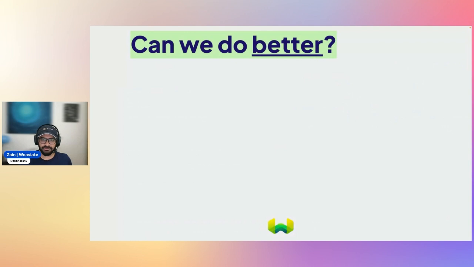Okay, so now for the rest of the talk, I'm going to try to go into the details of how we can do better. Right? Based on this basic RAG stack, what are some improvements that we can add to the indexing, the retrieval, and the generation phase that'll take us above and beyond the basic RAG stack.